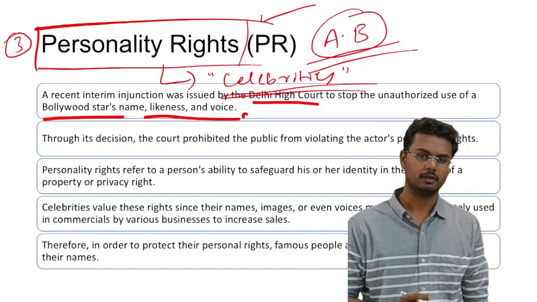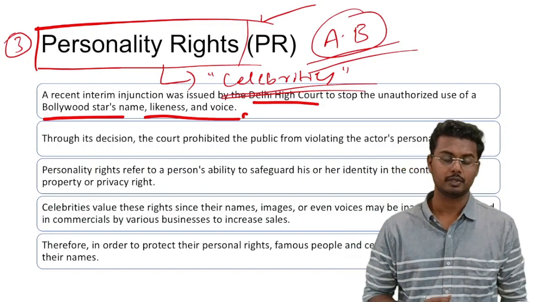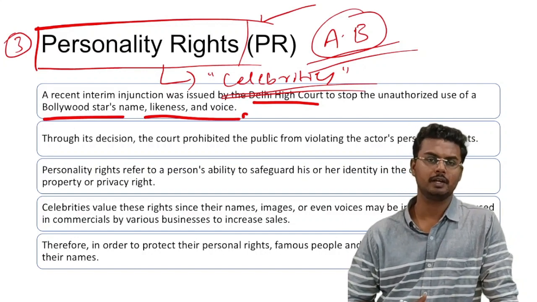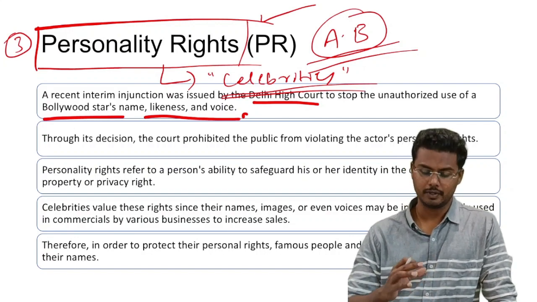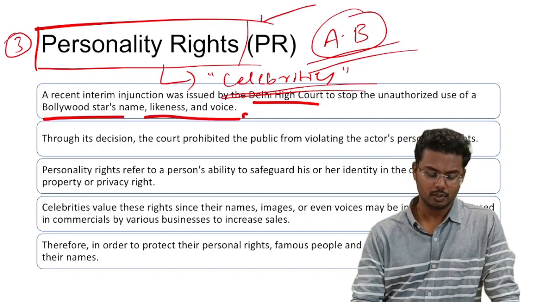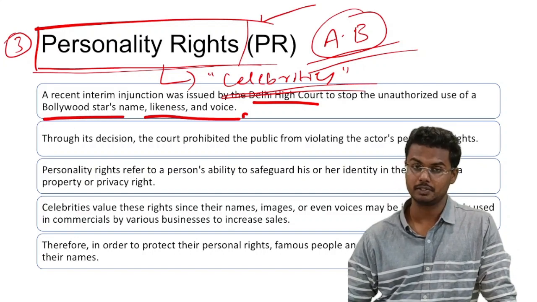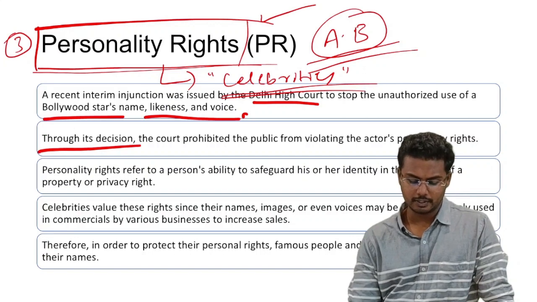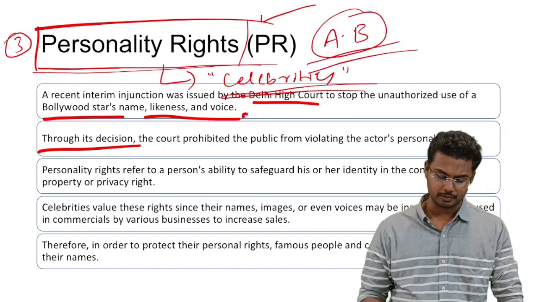Alright, because like Amitabh Bachchan, the voices or the faces of many celebrities are being misused. That too, in the context of AI, using AI, fake voices or fake facial expressions of celebrities can be created. So, expressing concerns over the misuse or violation of their personality rights, various celebrities had approached the Supreme Court of India. Through its decision, the Delhi High Court recently prohibited the public from violating the actor's personality rights.